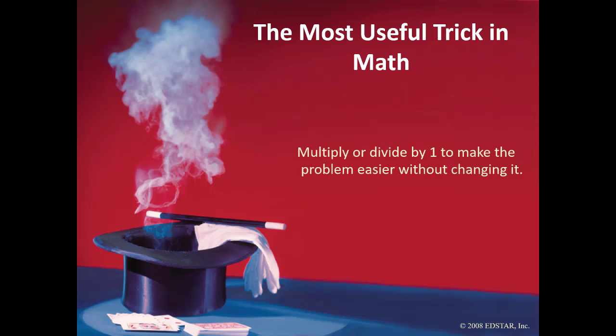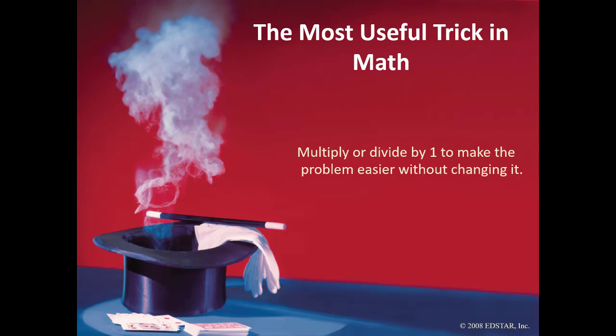Now, what comes later in math? The most useful trick in math is multiplying by the number 1 to make the problem that you're doing easier without changing the problem. You can always multiply anything you want by 1, and it doesn't change anything. You can also add zeros, and that's another useful trick. But in this case, the multiplying or dividing by 1 is something you're going to do if you take advanced math, starting with algebra and beyond.